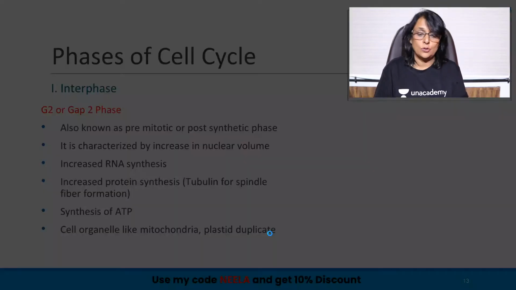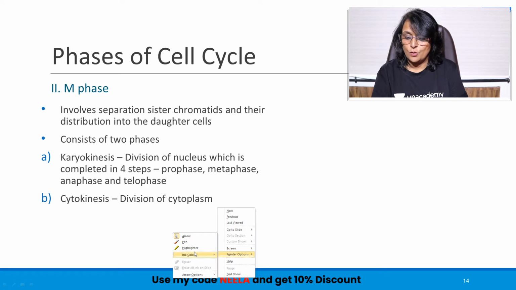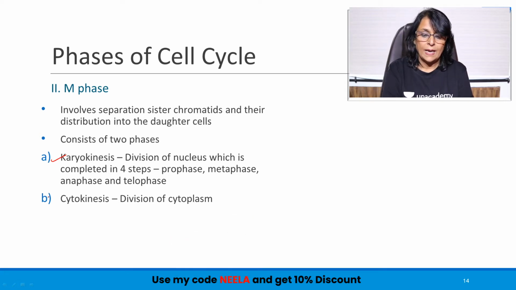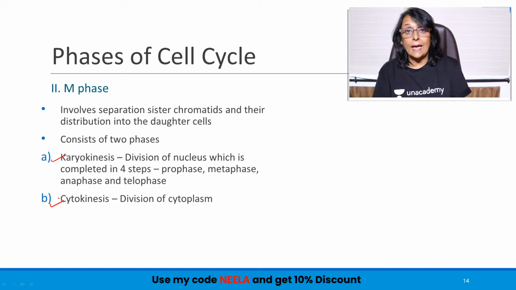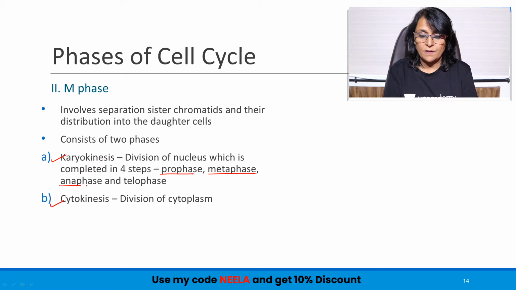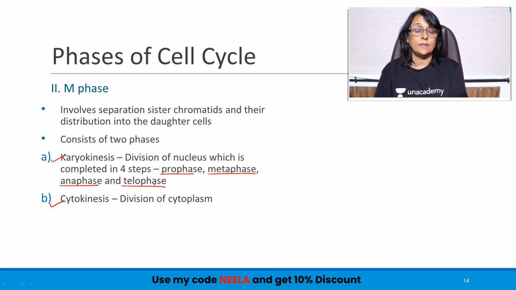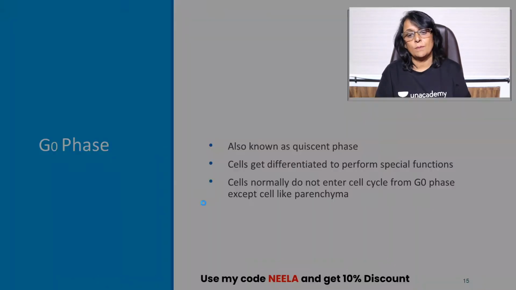So this is G2. M phase, the cell is going to divide here. So now in M phase, what happens is, first is going to be the karyokinesis and then cytokinesis. Karyokinesis is completed in 4 steps: prophase, metaphase, anaphase and telophase. We will be doing a detailed study of these divisions, mitotic divisions and meiotic divisions, in later lectures. And cytokinesis is division of cytoplasm. So this is how our cell cycle gets completed.